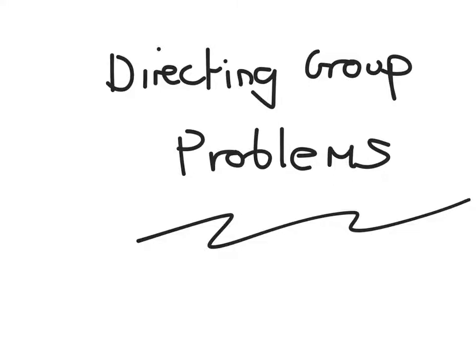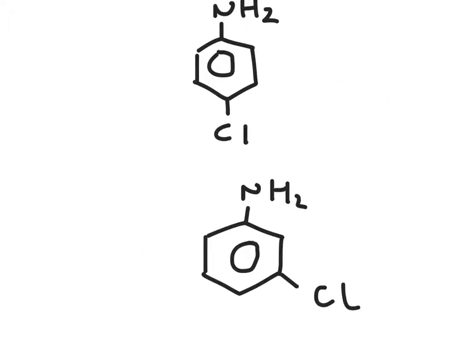Right, so we're going to look at some directing group problems now when we're trying substituting on the benzene ring. So here are two little compounds that we are going to try and synthesize starting from benzene. The first one we will look at is this top one here, and we'll notice the difference that we need to do when we try and synthesize the second one here.